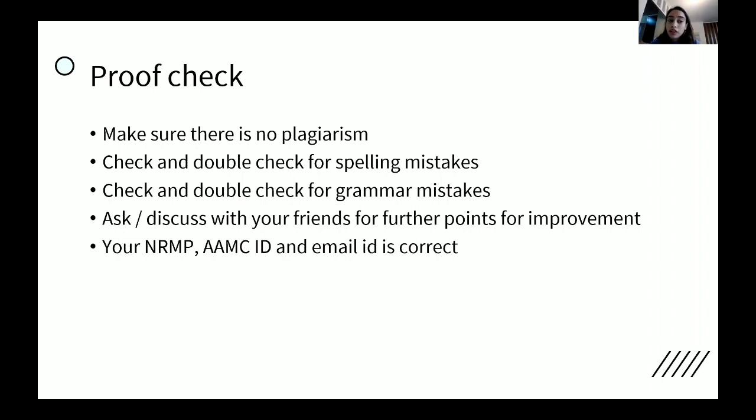Do not lie on your application as well. Do not lie about things you haven't done. Do not lie about scores. Do not lie about anything. If they find out you've lied, that's game over at this point.